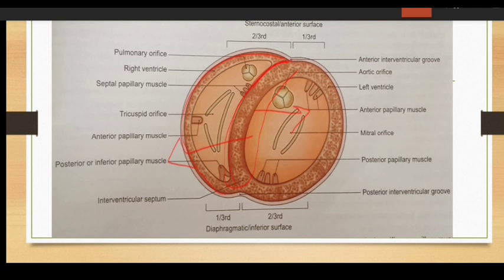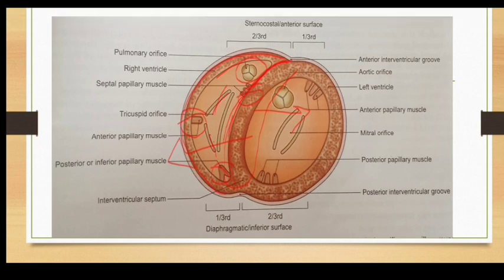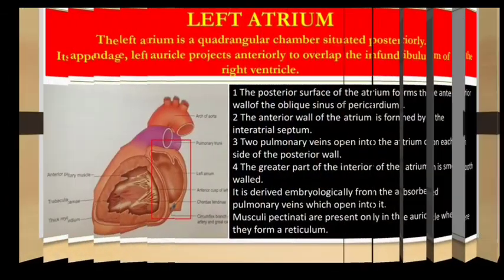And you can see the papillary muscles. This is the anterior papillary muscle, this is the posterior, and this is the septal, and this is the pulmonary orifice. The valve is tricuspid, so there are 3 cusps: 1, 2, 3, right? So this is the septum.